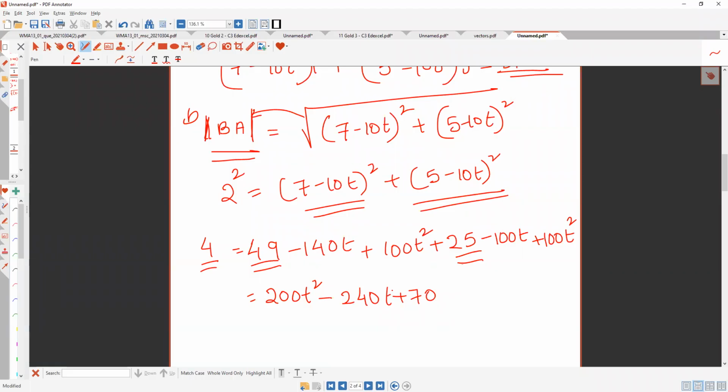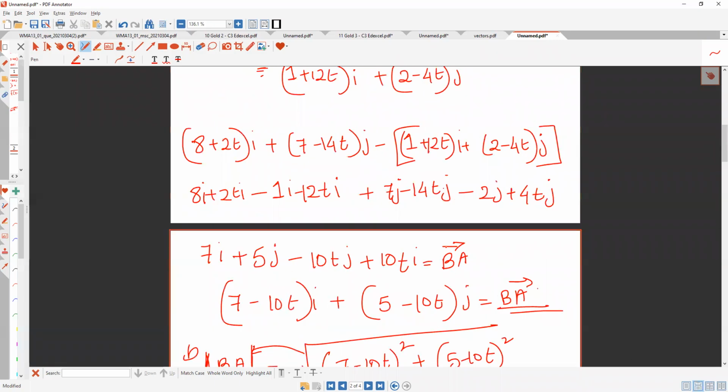Yes. Now solve this in your calculator or by minus b plus minus root of b square minus 4ac. So you have the equation ax square plus bx plus c. You have 200, you have minus 240, then 70. Here you have 7 by 10, that is 0.7. All of you got t as 0.7 and 1 by 2, 0.5.